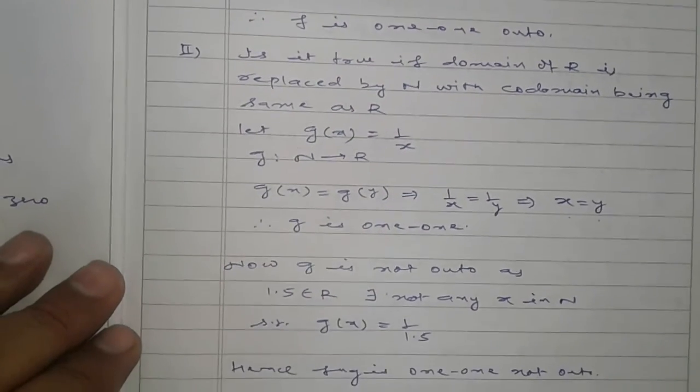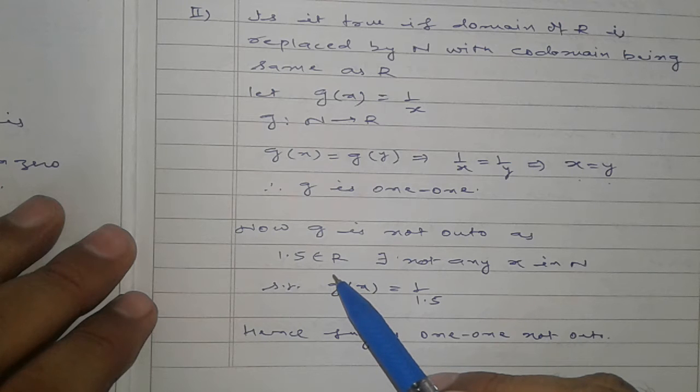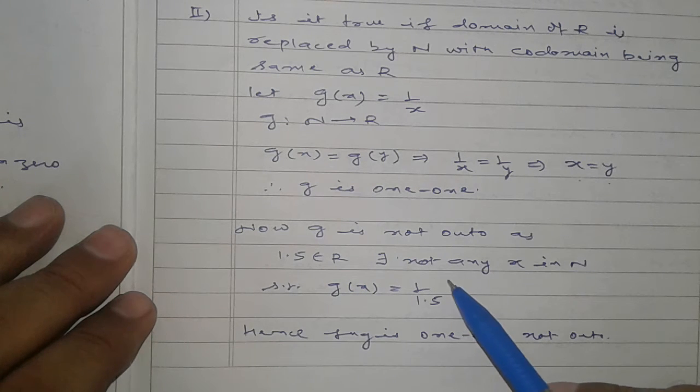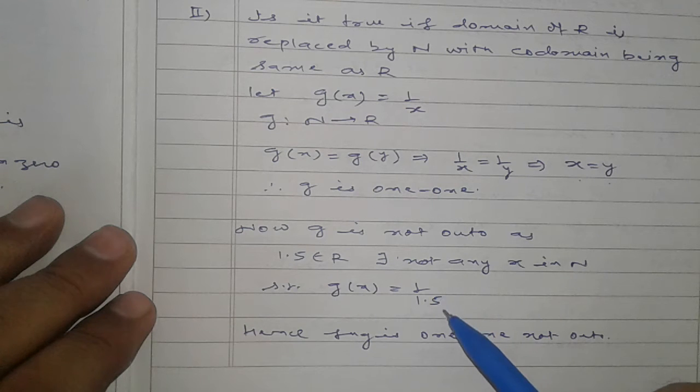Now for onto, if I take 1.5 which belongs to R, there does not exist any x in N such that g of x will be 1 upon 1.5. Hence the function is 1-1 but not onto.